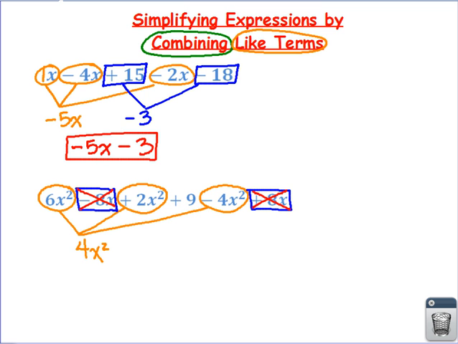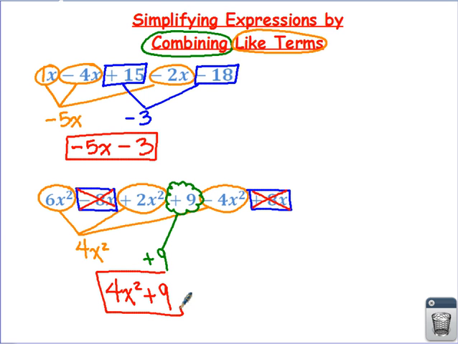And now I notice that I only have a plus 9 left over. Now this plus 9 has nothing to be combined with. So if I have nothing to combine it with, I'm just going to go ahead and bring it down. And that's going to be a positive 9, so I'll keep the plus sign. And then I'll just go ahead and write it out. 4x squared plus 9. That's my final answer.